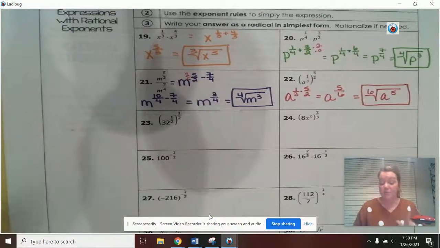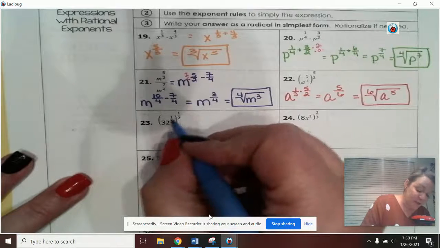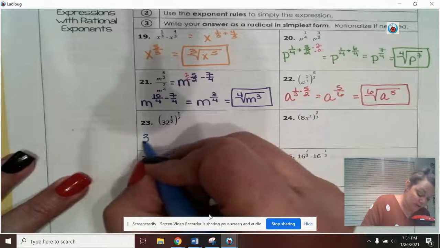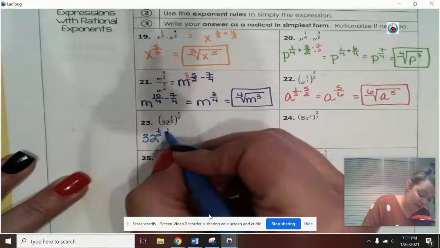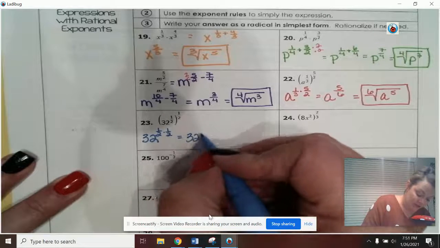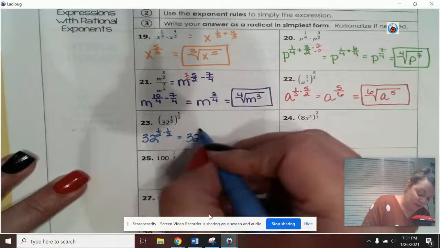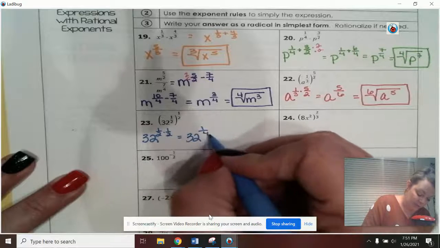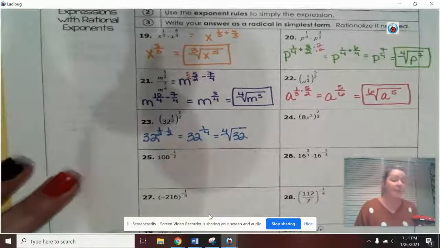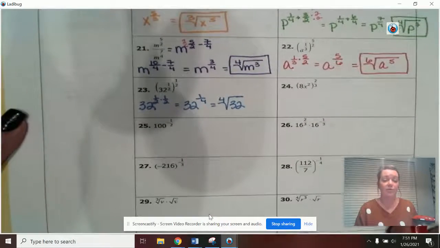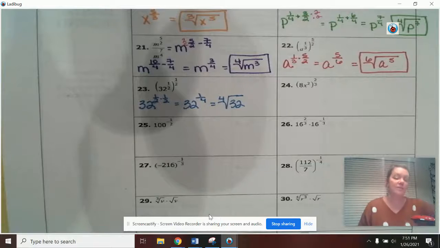Again, this one is base to a power to a power. So I have 32 to the 1/2 to the 1/2. That means I multiply these two exponents together. 1/2 times 1/2 is 1 times 1 is 1, 2 times 2 is 4. That is the 4th root of 32. Now I'm going to check my calculator real quick and see if the 4th root of 32 is a nice number or if it's a decimal.